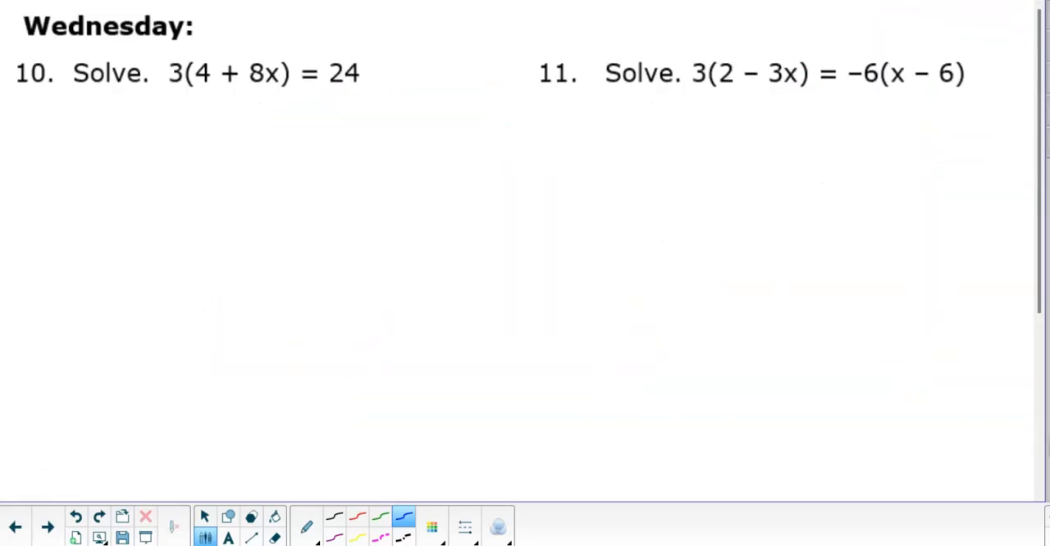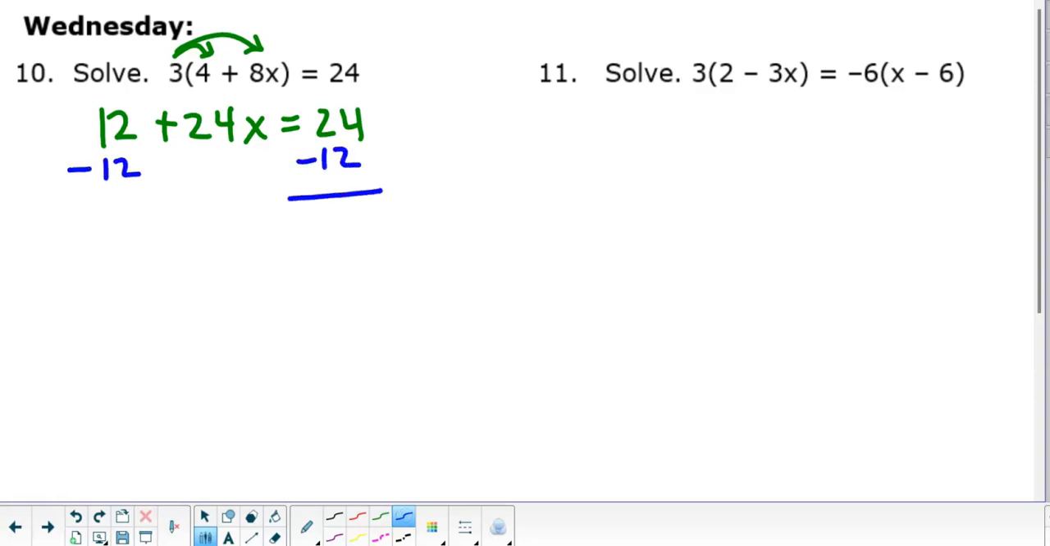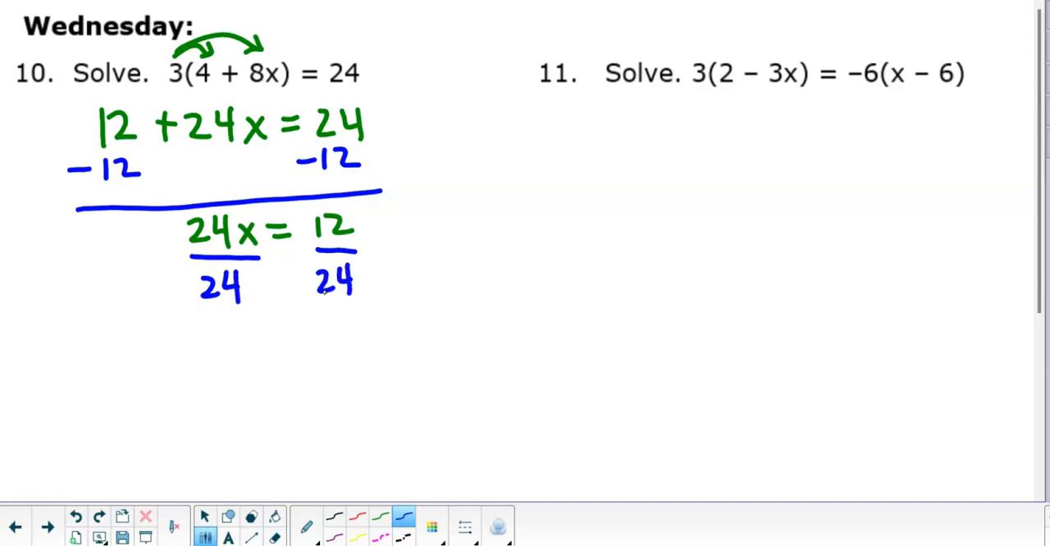Let's take a look at the next section. When we're solving with parentheses, we need to distribute. Then we need to isolate our variable by using inverse operations. And don't forget, the property of equality states you have to be fair and perform the operation on both sides.